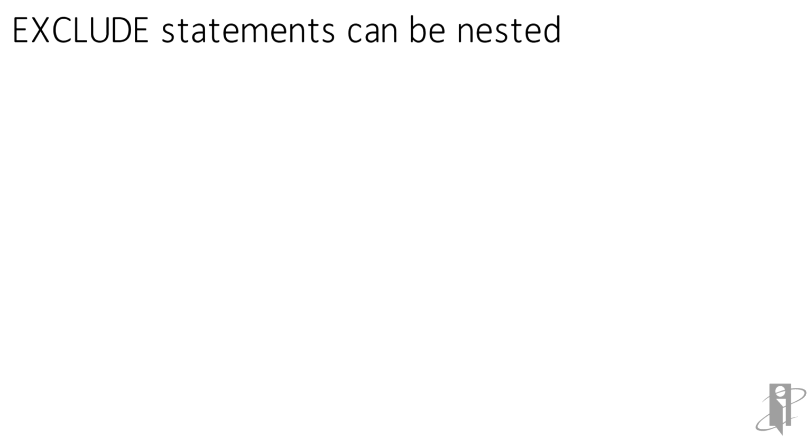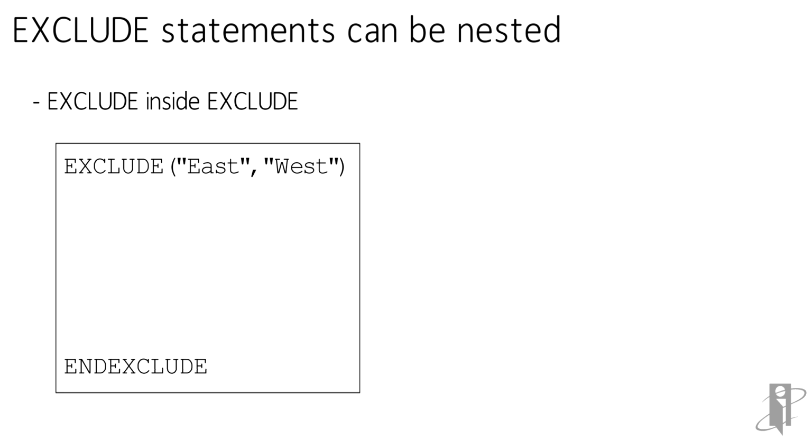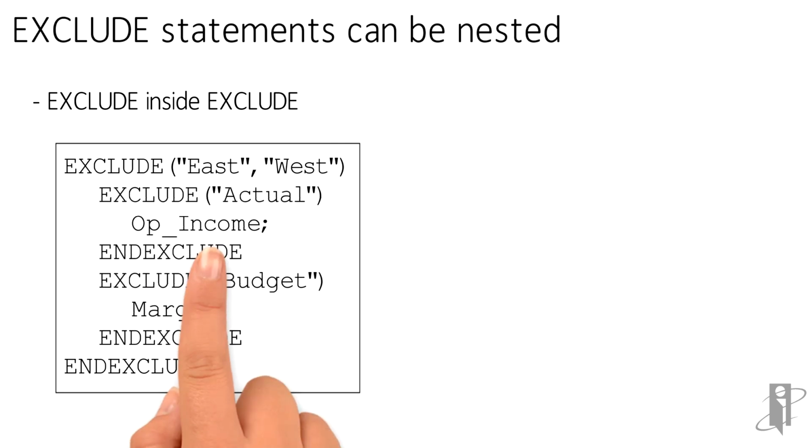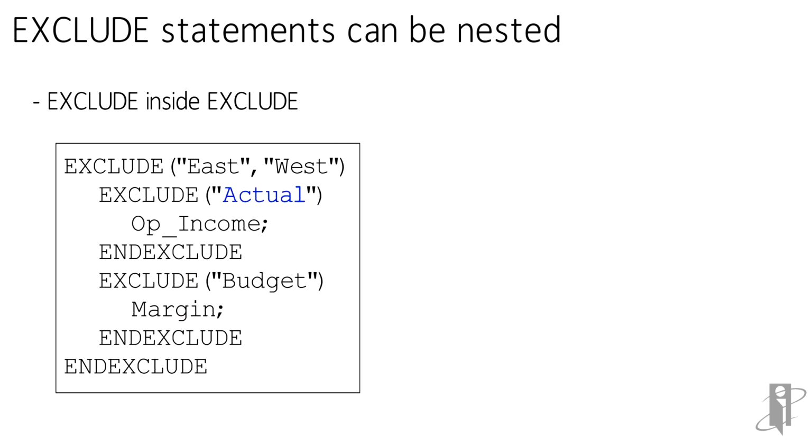Nesting means to have one sandwich command like fix or exclude inside of another sandwich command. Here we have an exclude that says not to operate on East or West. But within that, it says we're first going to ignore actual while we calculate op income, and then we're going to ignore budget while we calculate margin. Now, as before, this is an or, not an and, meaning when calculating op income, we're ignoring East and West for all scenarios, and we're ignoring actual for all regions.